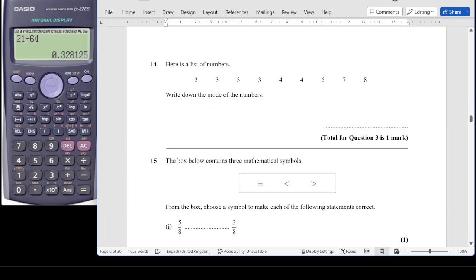Right, question 14. Here is a list of numbers. Write down the mode of these numbers. So which one happens the most? So looking at it, as they're in size order already, we can see that the number that happens the most is 3.